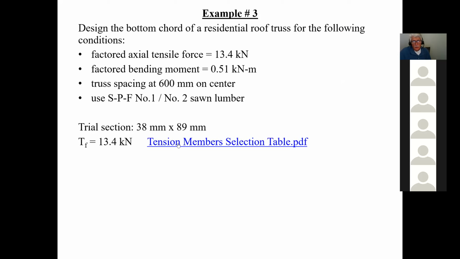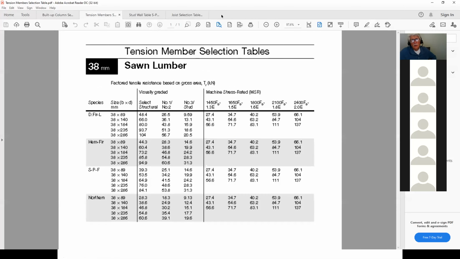So now Tf is given. I go to tension members, and I said I'm going to be using SPF No. 1/No. 2, and I'm going to go to tension members to get my Tr value. I know I'm not putting any holes in my member, so I don't have to worry about it. SPF 38 by 140, and we said we're going to be using No. 1/No. 2, so here's my Tr value. So I get my Tr value right away. And then trusses, even those truss plates, they don't remove any area. So you don't have to worry about your net area in this case, okay? I can use the Tr value straight from the table because I'm not removing anything.